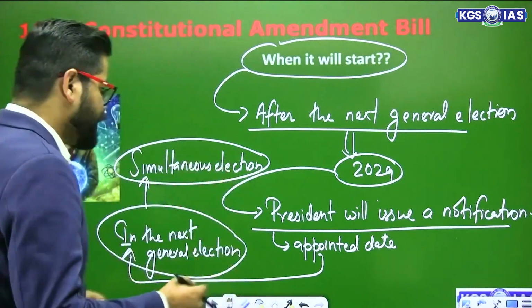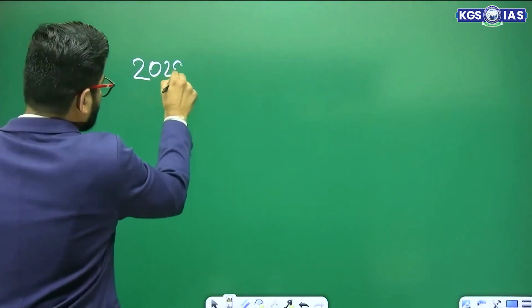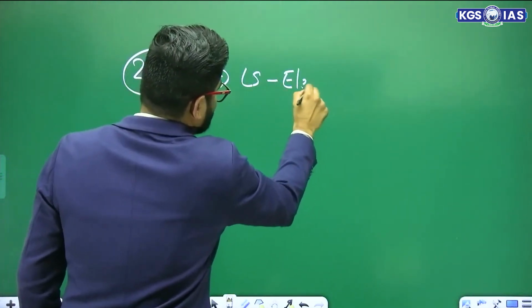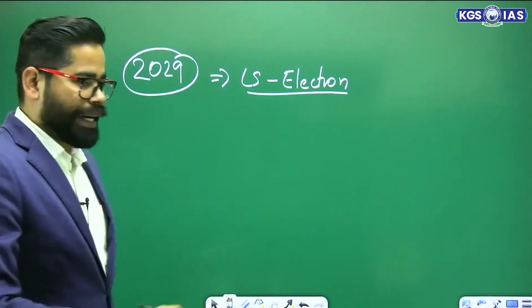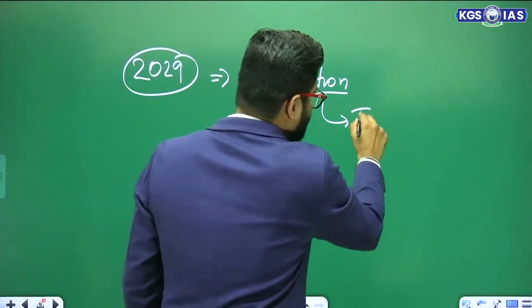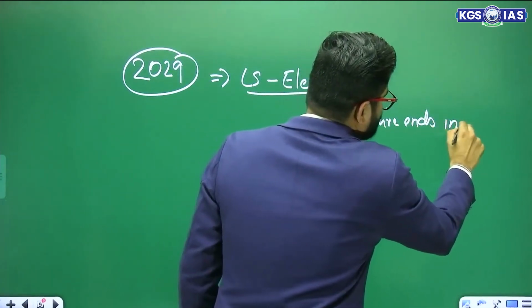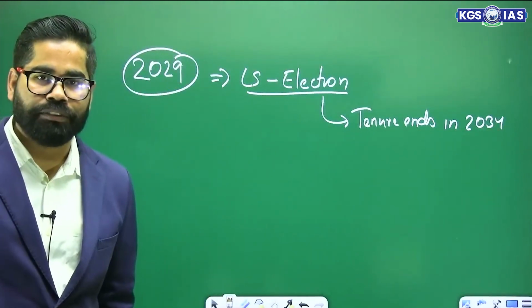Now suppose that in 2029, there is a Lok Sabha election, or general election. It has a tenure that ends in 2034.